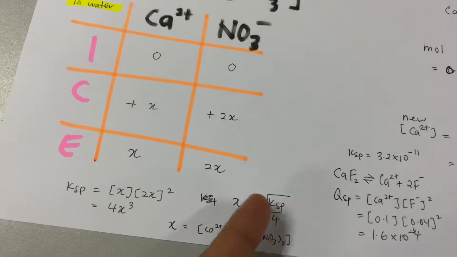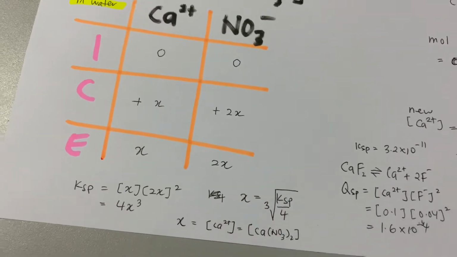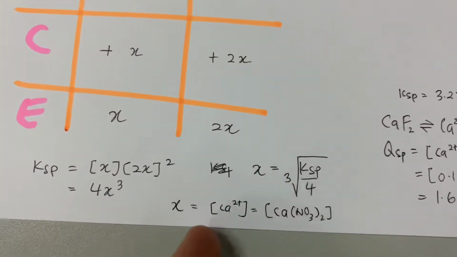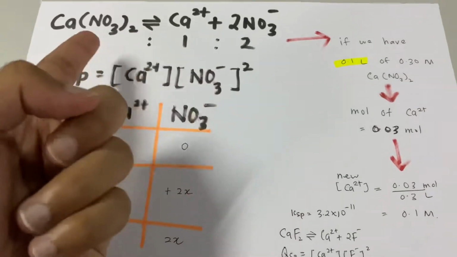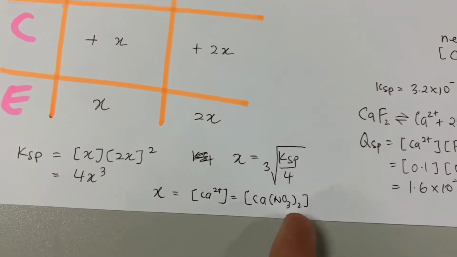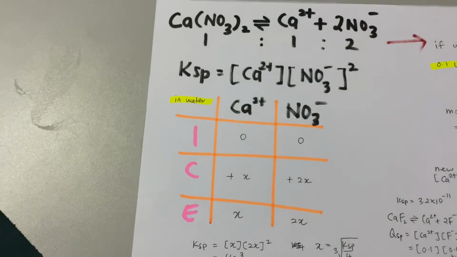Ksp over 4, and then you take the cube root of this value here, and then you will get x. x is actually calcium nitrate, and because the ratio is 1 to 1, you can assume that the x value is the solubility of the salt itself. So that is for the first part.